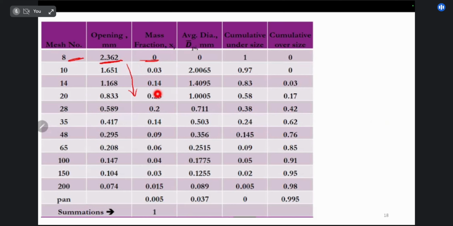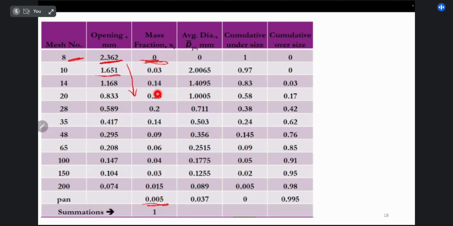So if you add all these things, at the end you will get 1. So that's why you can say that the cumulative undersize for the first mesh is 1. Then, while you are thinking about the oversize, how much material is retained on this first mesh? You can directly say that all the mass fraction is given after this first mesh. For the first mesh nothing is written, it is given in the problem. So that's why we can use 0.